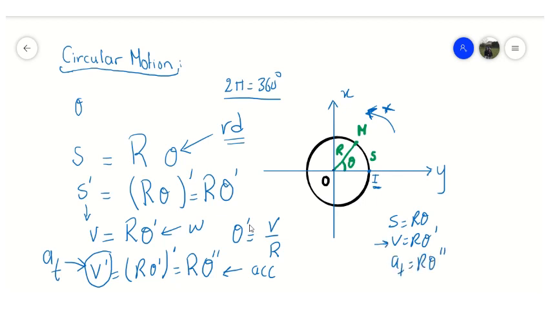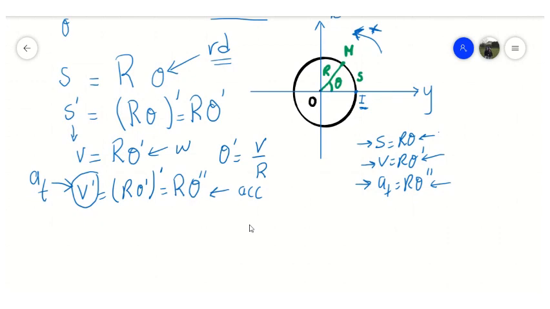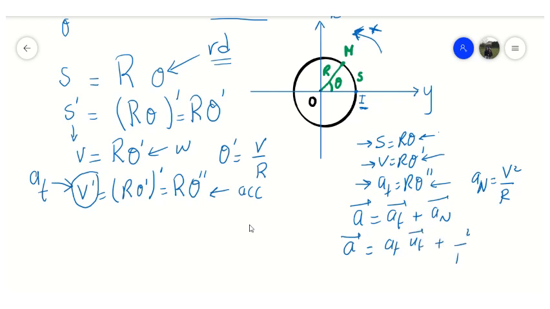This is the linear speed, the tangential acceleration, and the curvilinear abscissa, the angular abscissa, the angular speed, and the angular acceleration. Now, what about the total or resultant acceleration A, which equals AT plus AN? AT is R theta double prime, and AN always equals V squared over the radius. So the resultant A will be R theta double prime times UT, plus V squared over R times UN.